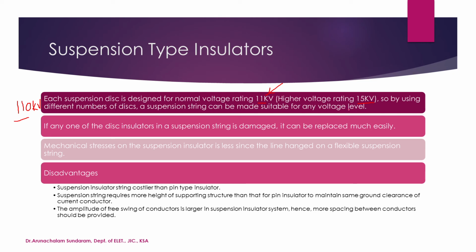The good thing about the suspension type is that if one of the individual units is damaged, we can replace that unit instead of replacing the entire string. The mechanical stress on the insulator is less. As I explained before, it is because the conductor weight is not on top, it is only hanging. But string insulators are costlier than pin type insulators. So these are the disadvantages. You can go through the disadvantages of suspension type insulators.